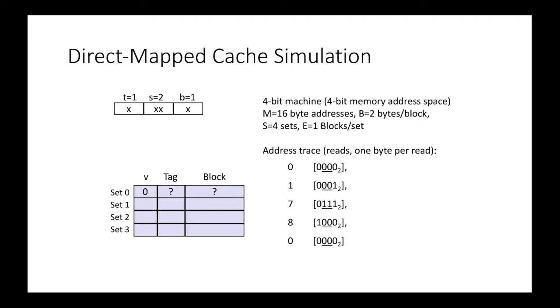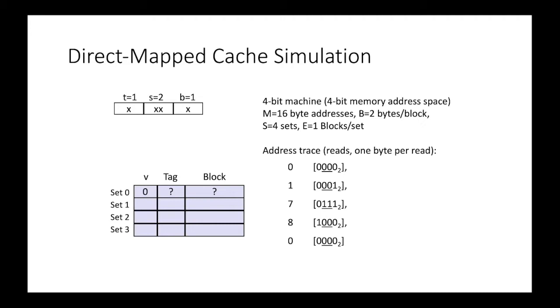Based on this configuration, the memory address is decomposed into a 1-bit block offset, as we have only 2 bytes per line, and a 2-bit set index, as we have 4 cache sets. The remaining 1 bit is automatically the tag bit. Now we assume that the CPU requests memory addresses 0, followed by 1, 7, 8, 0, in order.